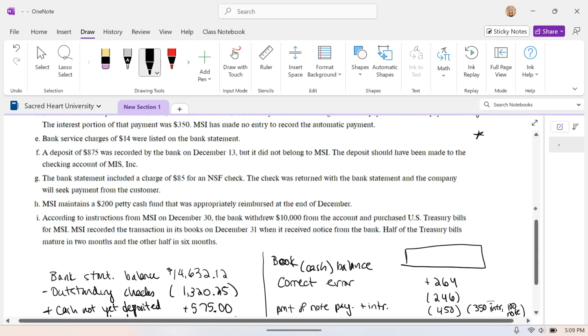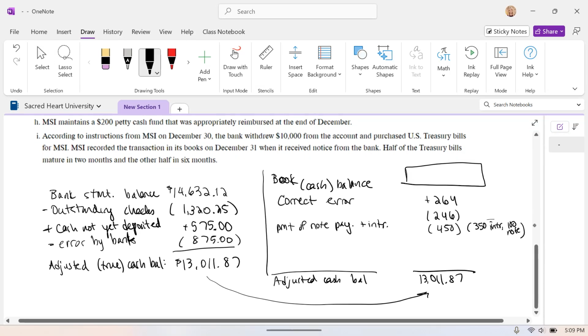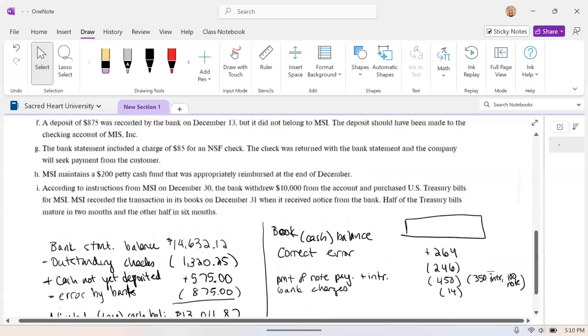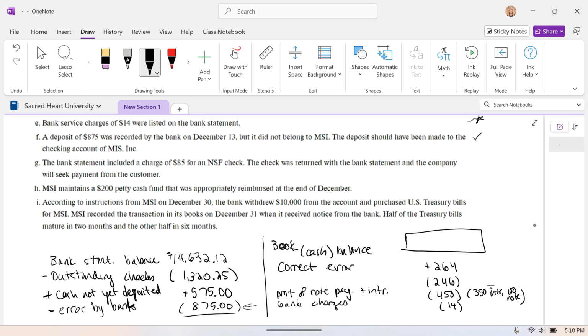Okay, bank service charges of $14 were listed on the bank statement. This is when the company is realizing this is the cost that we incurred. So we need to subtract that from our cash account and make that journal entry. A deposit of $875, we said needed to be corrected by the bank, and we did that in the reconciliation here. The bank statement included a charge of $85 for a non-sufficient funds check.